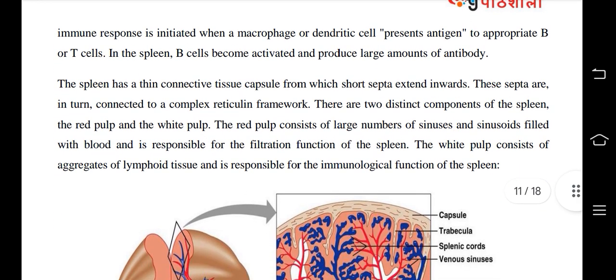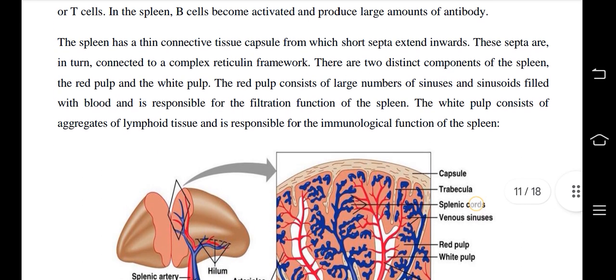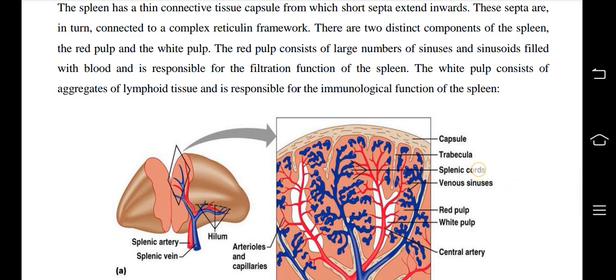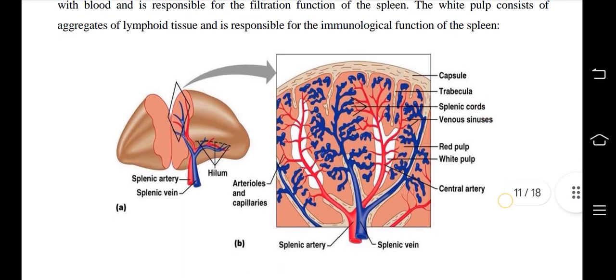The spleen has a thin connective tissue capsule from which short septa extend inward. These septa are in turn connected to a complex reticulin framework. There are two distinct components of the spleen, the red pulp and the white pulp. The red pulp consists of a large number of sinuses and sinusoids filled with blood and is responsible for the filtration function of the spleen, while the white pulp consists of aggregates of lymphoid tissue and is responsible for the immunological function of the spleen.